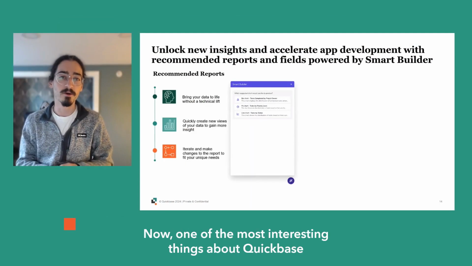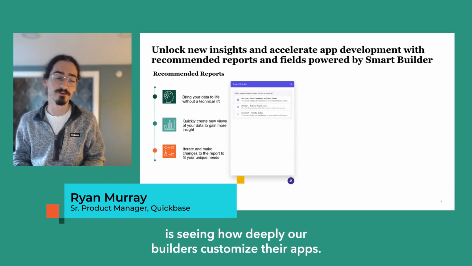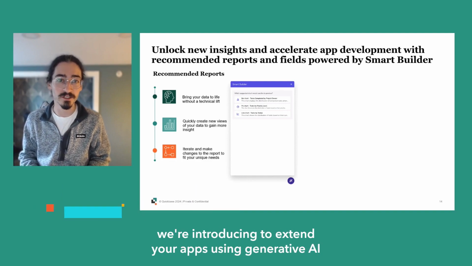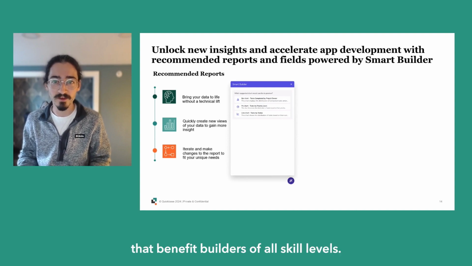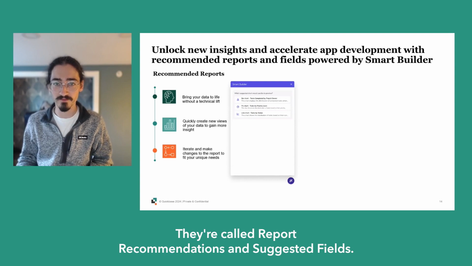Thanks, Harrison. Now, one of the most interesting things about Quickbase is seeing how deeply our builders customize their apps. Today, I'm going to talk to you about 2 improvements we're introducing to extend your apps using generative AI and machine learning that benefit builders of all skill levels. They're called report recommendations and suggested fields.